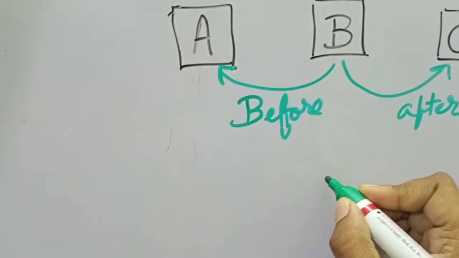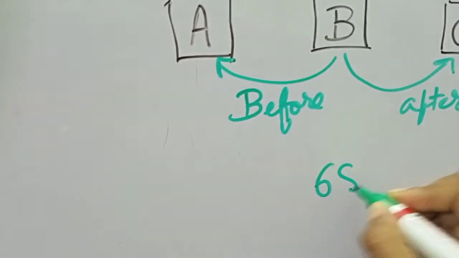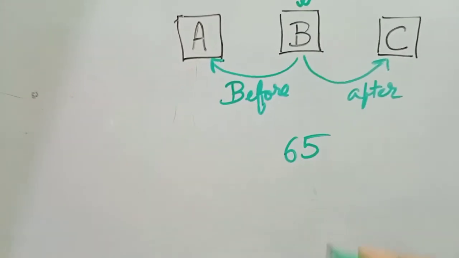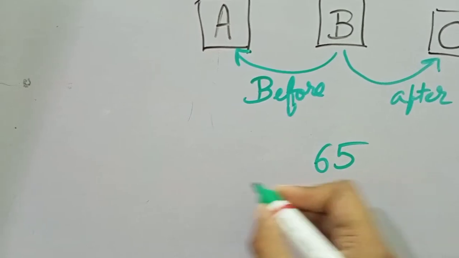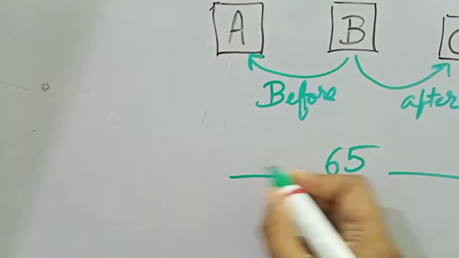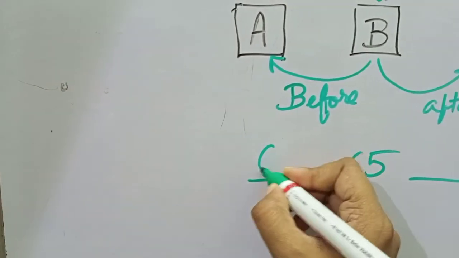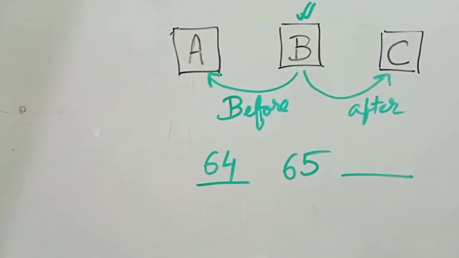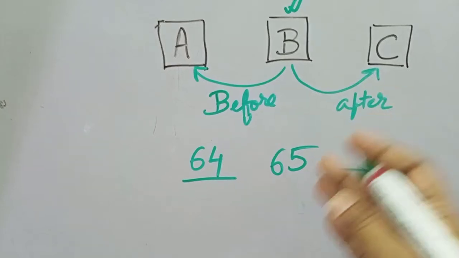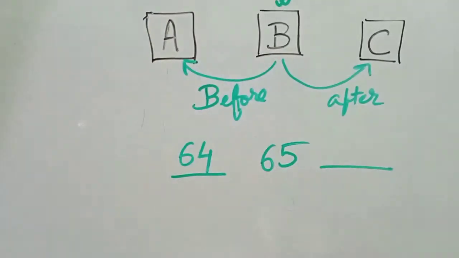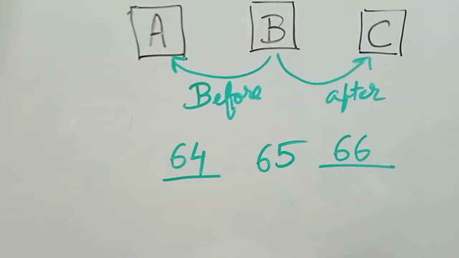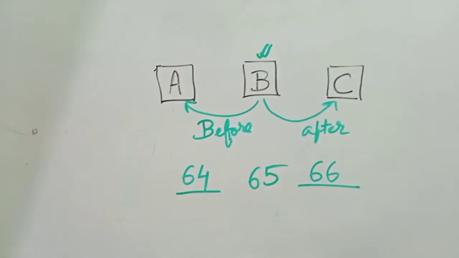If I take the number 65, what number comes before 65? That becomes 64. And if I ask what number comes after 65, that is 66. Now children, these are really very simple things.